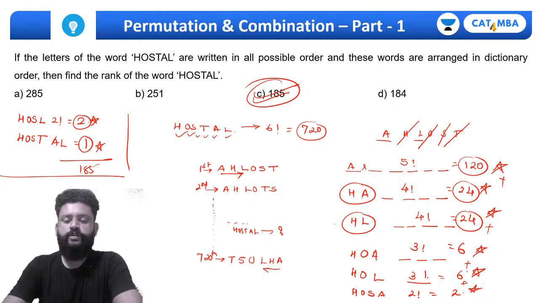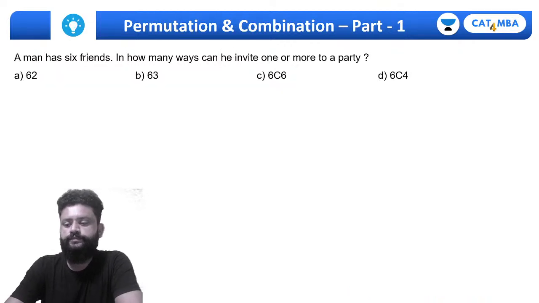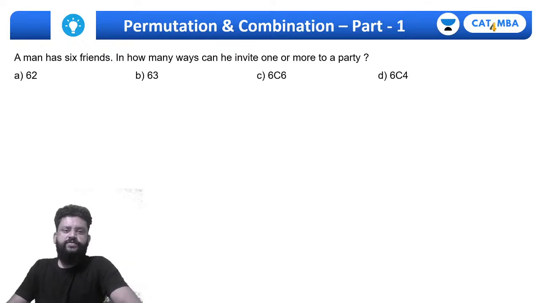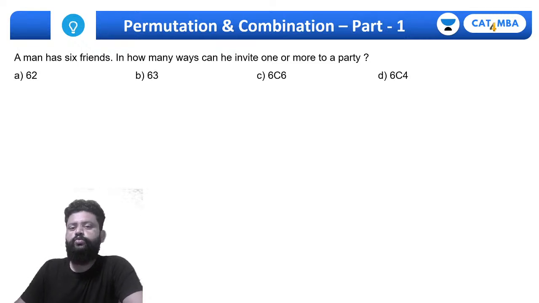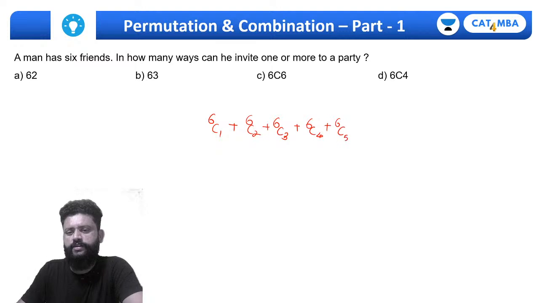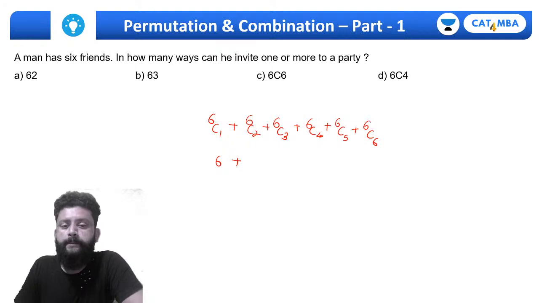So let's move to the next question for the day. A man has 6 friends. In how many ways can he invite one or more to a party? So he has 6 friends, so definitely he can invite any one of them, 6C1, or he can invite 6C2, or 6C3, or 6C4, or 6C5, or he can invite all 6. So 6C1 he can invite in 6 ways.